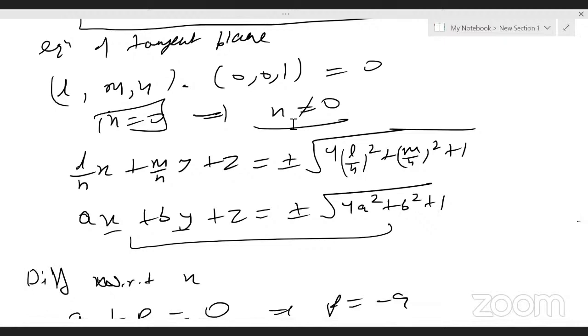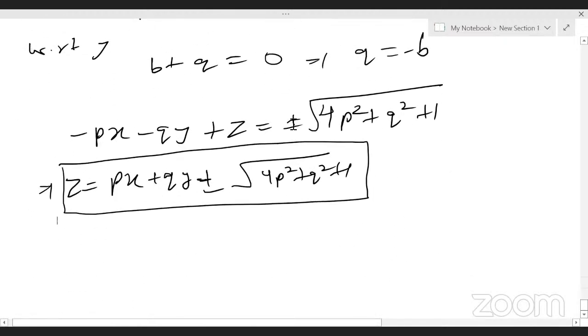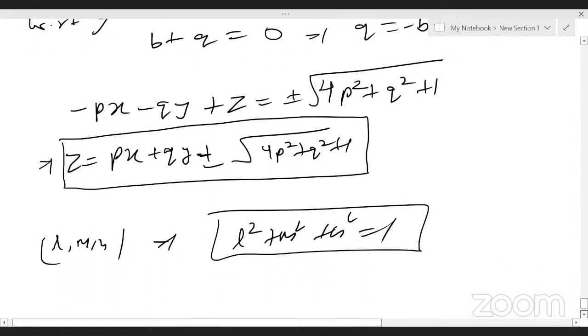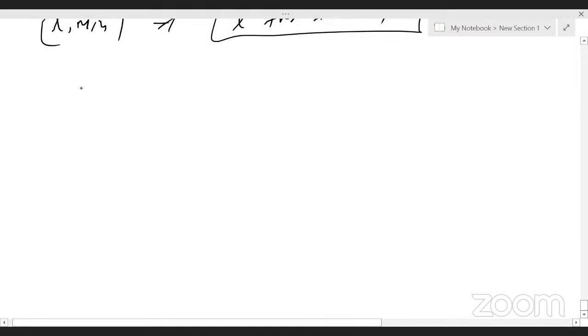One other thing is that sometimes another condition will not be given, but you should know the relation that if l, m and n are direction cosines, this means l square plus m square plus n square equals 1. So this thing can always be used. Let's see one question, which is very, very important from the exam point of view, that you have to remember, because there's a particular way to solve it.